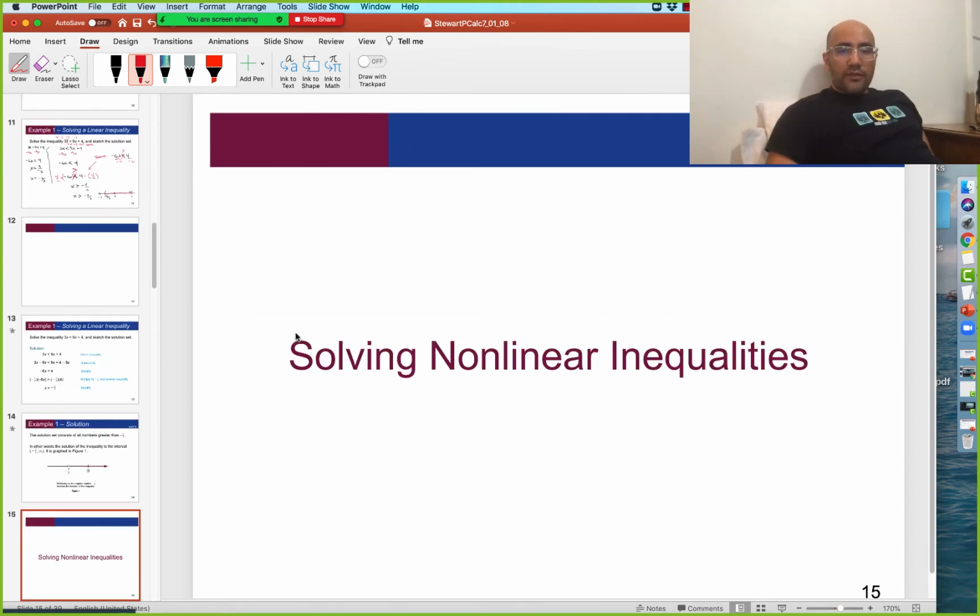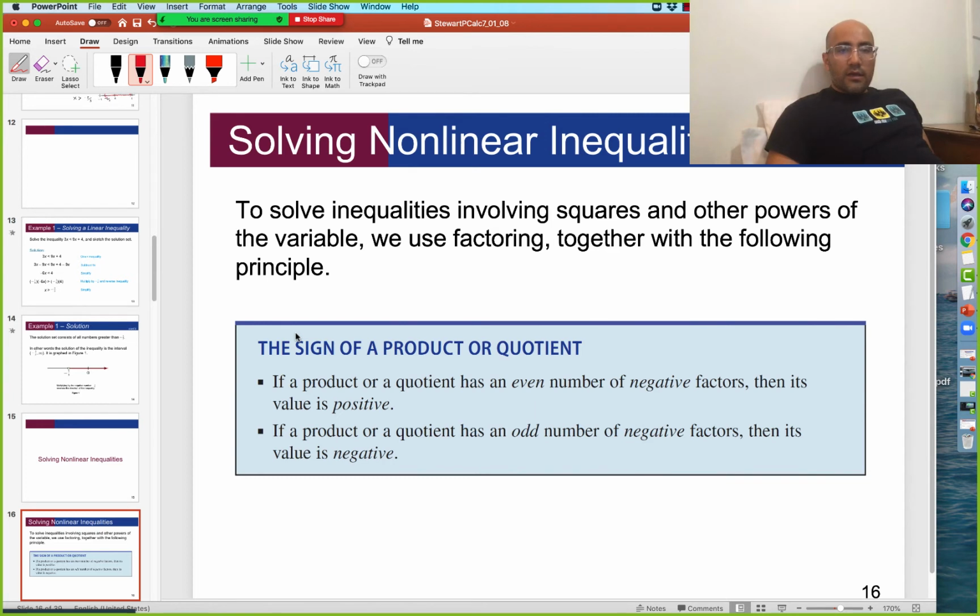Okay, solving nonlinear inequalities. If we end up with something a little more complicated, a nonlinear inequality, then very often what we end up with can be solved using this idea: if we have a multiplication of a number of items, and we just want to know if it's positive or negative, then if a product or a quotient has an even number of negative factors, the value is going to be positive. If the product or the quotient has an odd number of negative factors, then the value is negative.